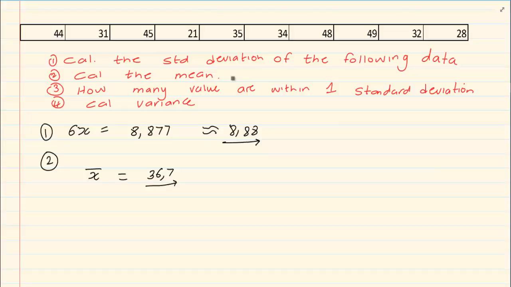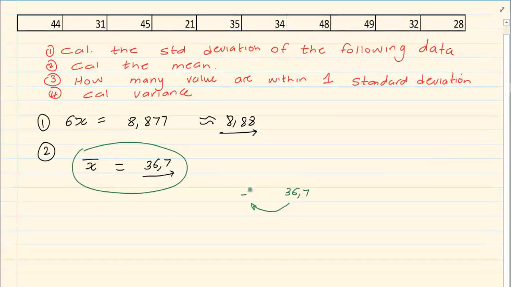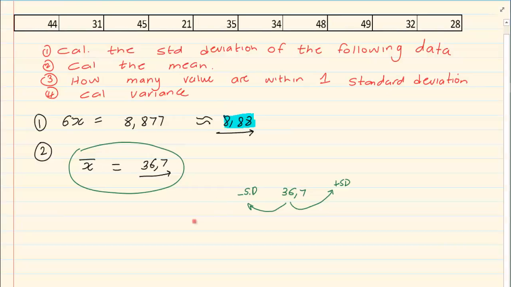Now, the next question says, how many values are within one standard deviation? What they mean is, whenever they're talking about how many values are within one standard deviation, they're always related to the mean, which means you're going to take the mean, 36,7, subtract one standard deviation, and add one standard deviation. So we're going to say 36,7 minus 8,88, which is equal to 27,82. Then we're going to say 36,7 plus 8,88, which is equal to 45,58.